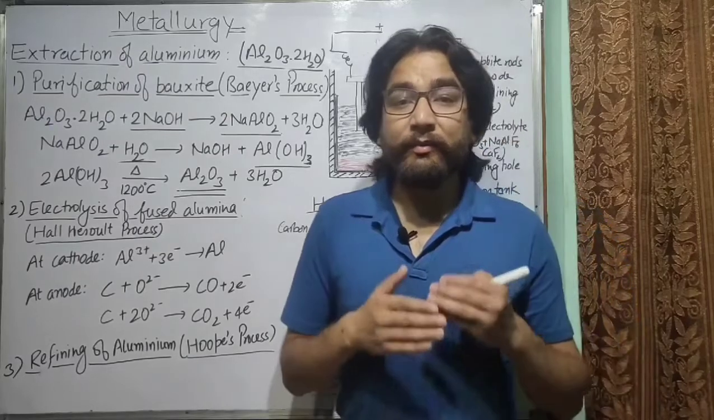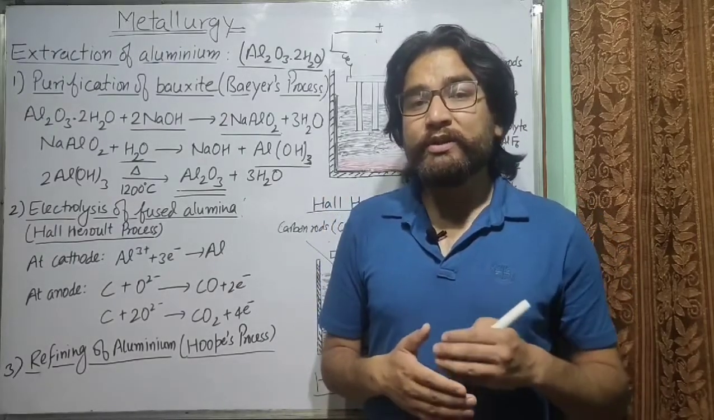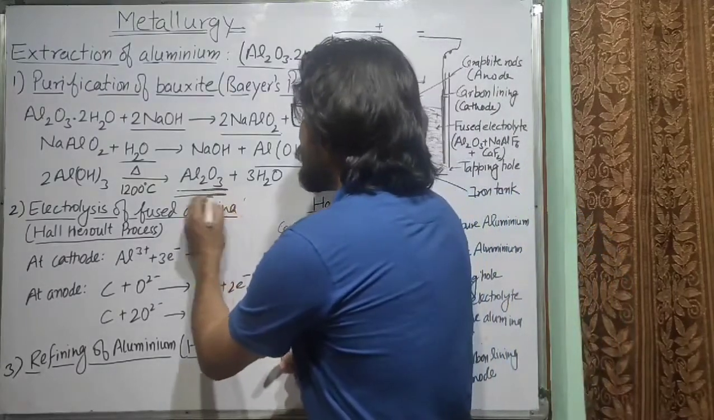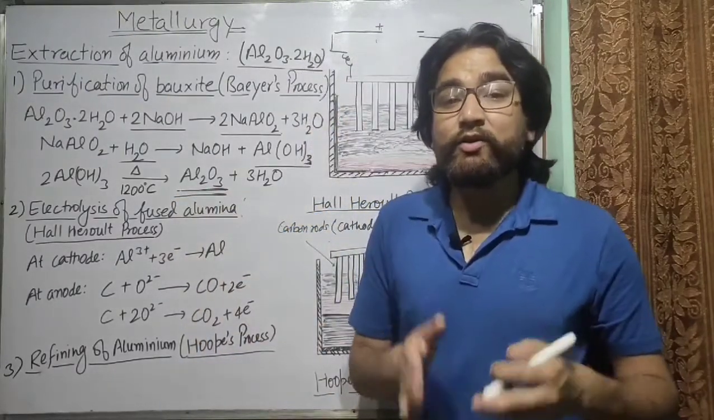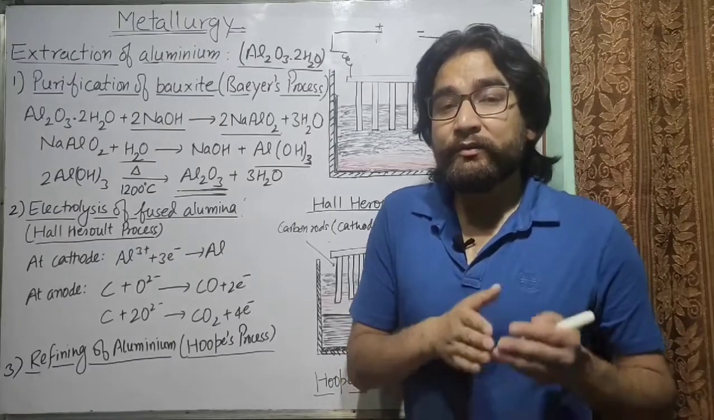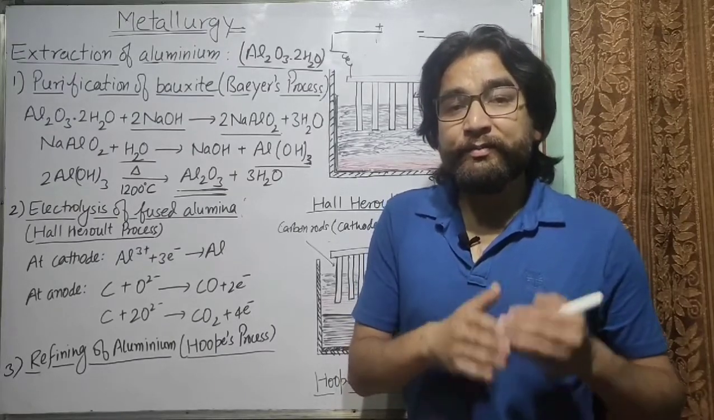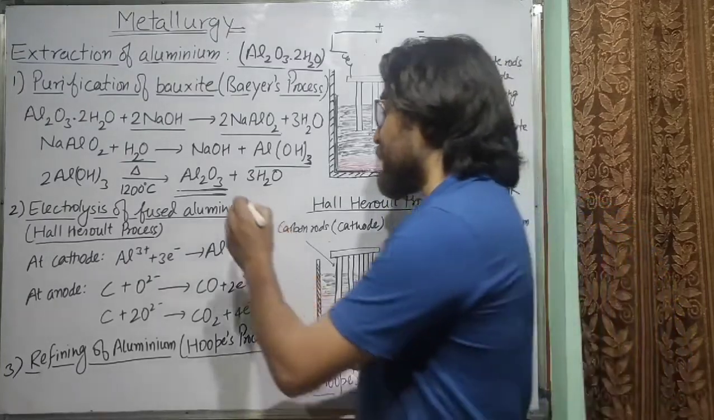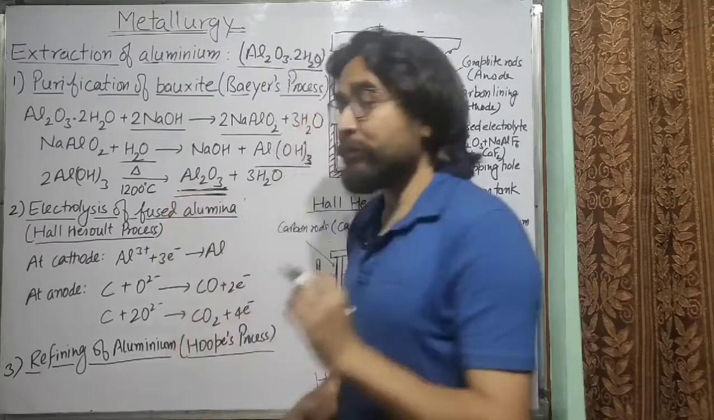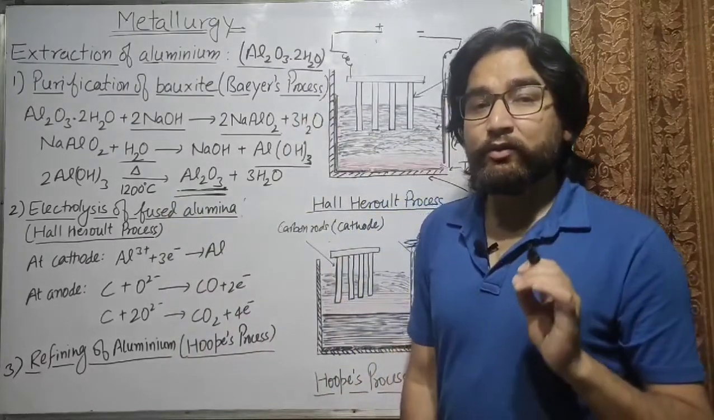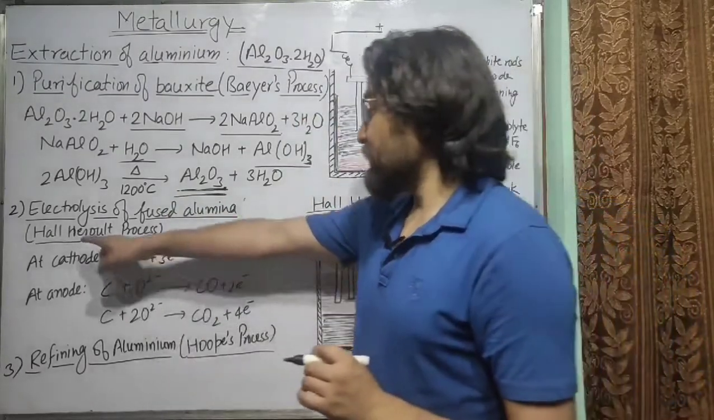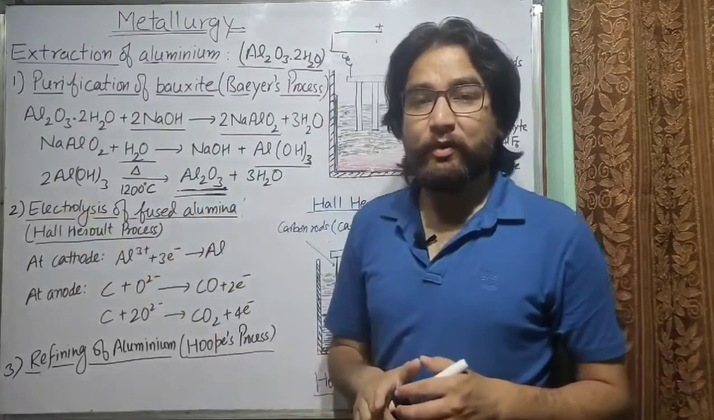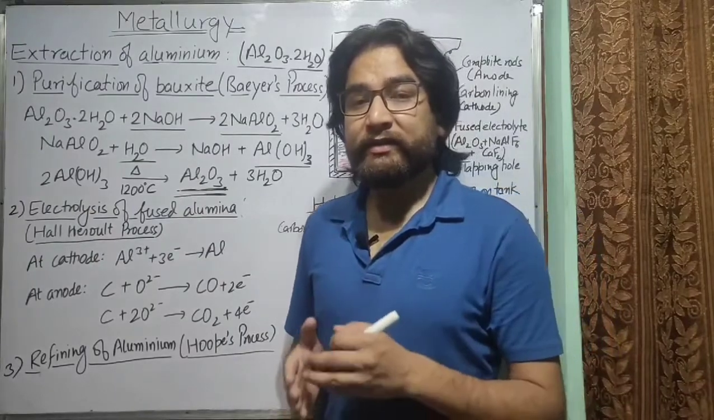Now the second step is the conversion of ore into metal oxide. Now you can see here Al2O3, that is alumina. Alumina is already a metal oxide, so therefore we can skip that step. We will directly jump to the third step, in which the oxide of metal is converted to the metal. Here it will be the second step because we have already skipped the second step.